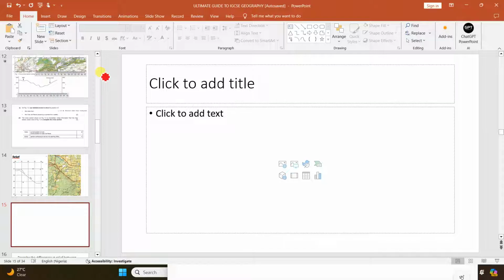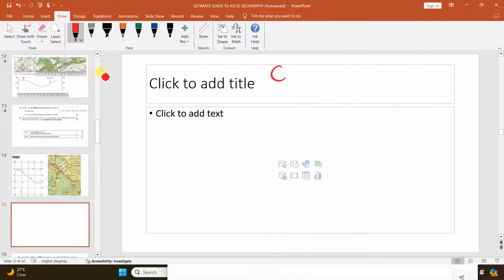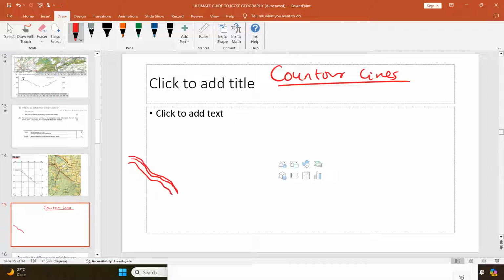Now, for interpretation of relief on the map, you must use contour lines. The contour lines will help to tell you the structure of the relief of a particular area, what it represents. If you have contour lines that are very close to each other, this is referred to as a steep slope.